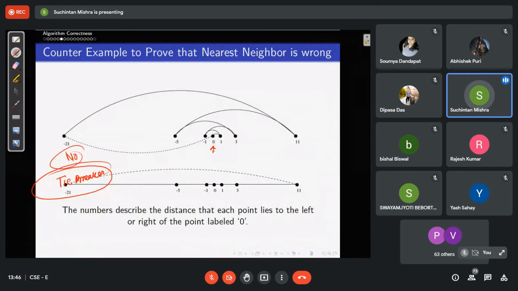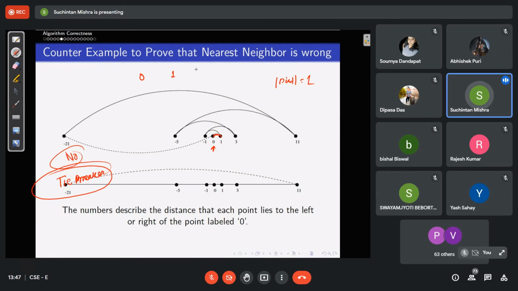When we start at point 0, the distance from this is 1. The distance from this, if you take the mod of the distance, is also equal to 1. Yes or no? Yes, sir. So what will happen? It will start from the first point. It will go from 0 to, suppose it goes to positive 1.